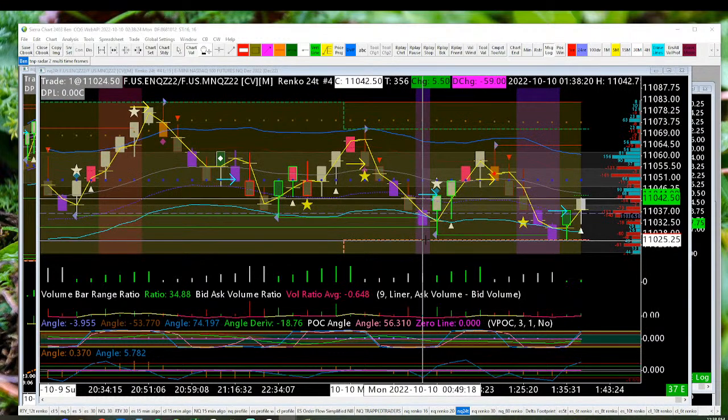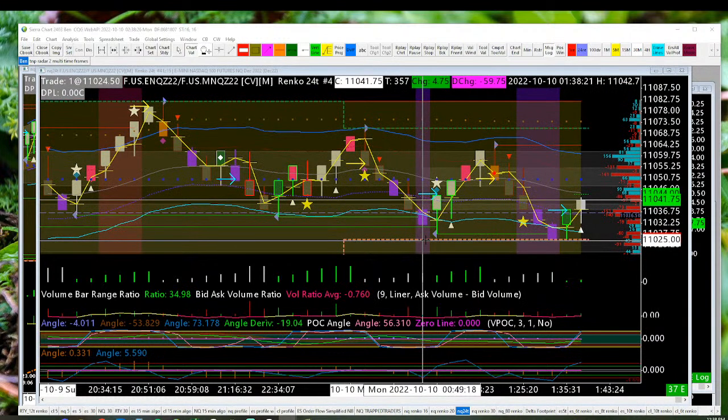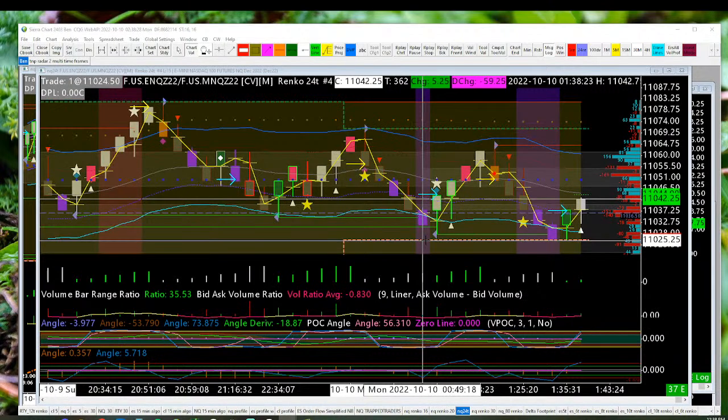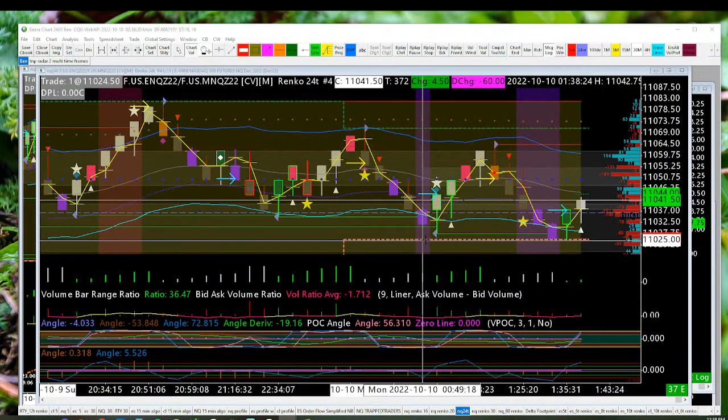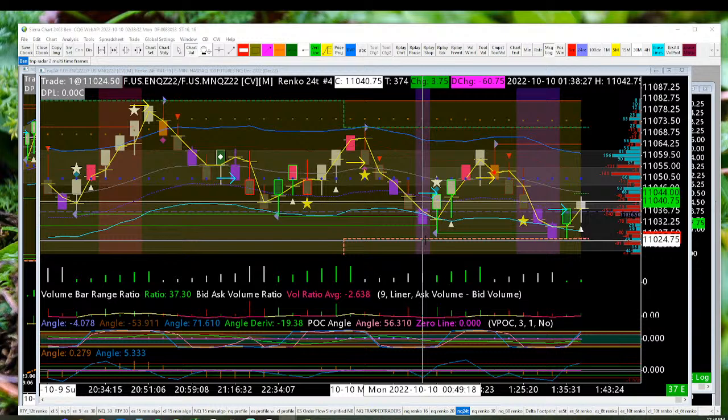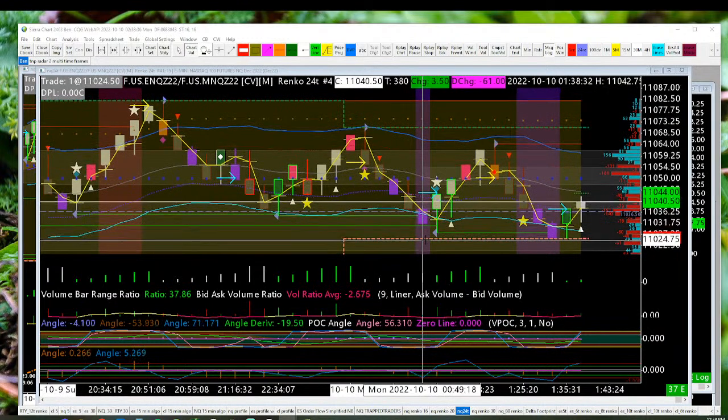I'm not gonna hold very many contracts. I'm gonna take profits rather quickly. So if this bar can close, I'll exit out of half the position. If it can close bullish, we'll get out of half of it.